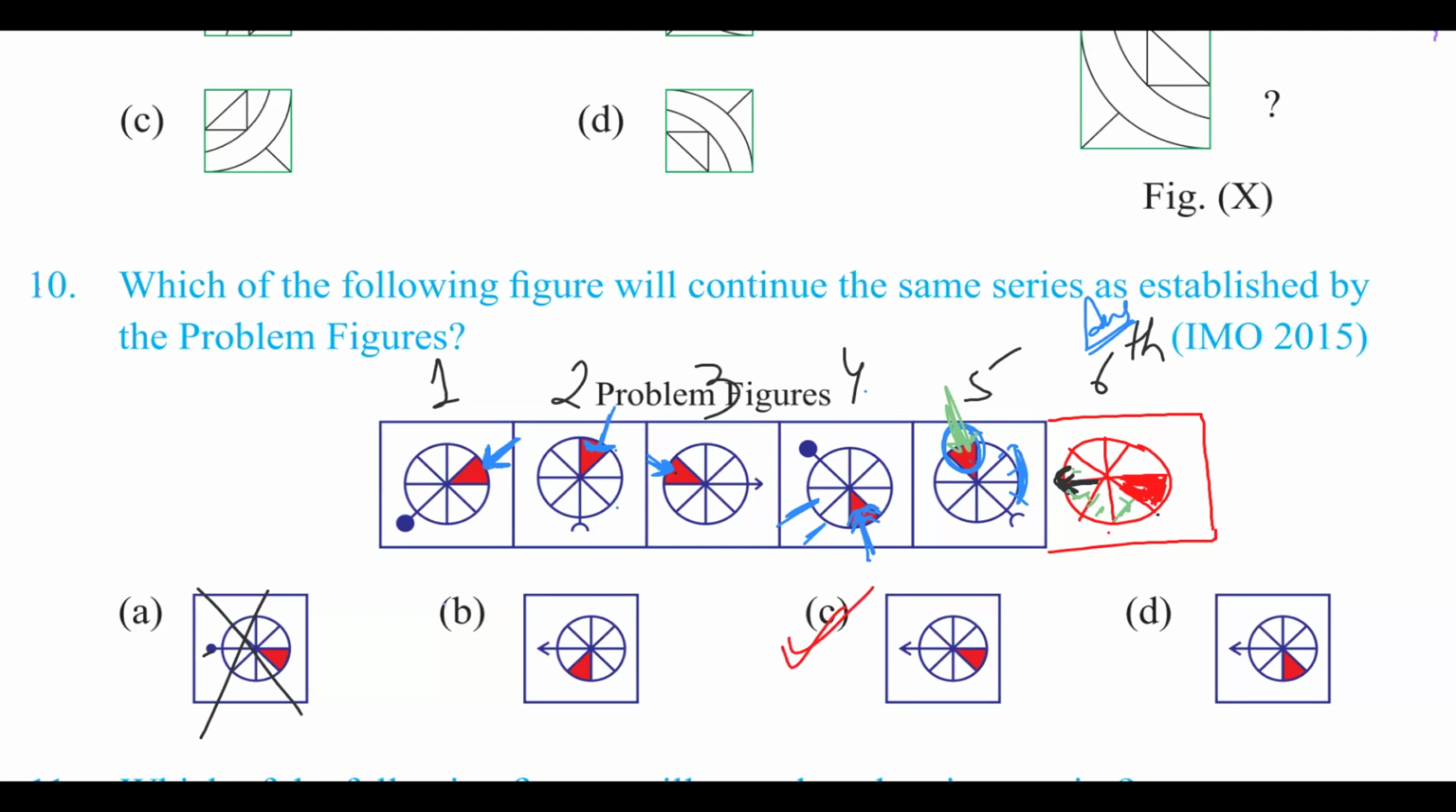Okay. Understood the pattern? So what was there? Firstly, these symbols were given. So firstly, we saw which symbol should be used next. That was the arrow. Then we saw the figures that are being used.